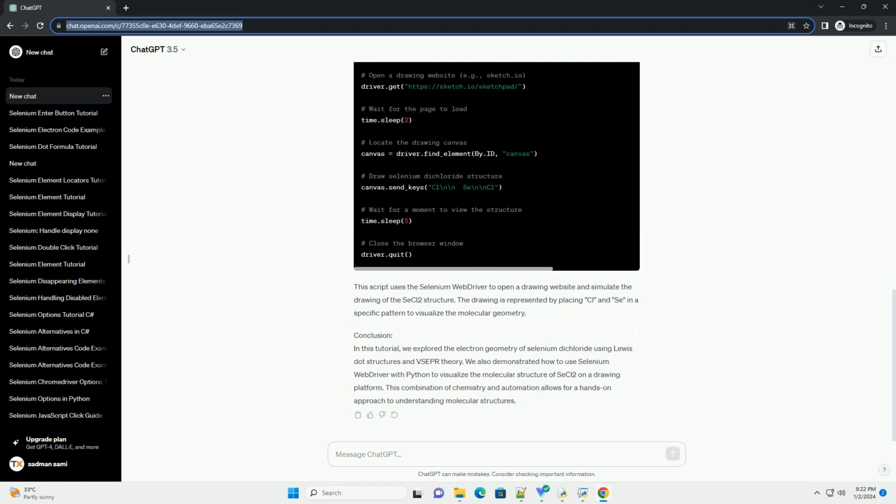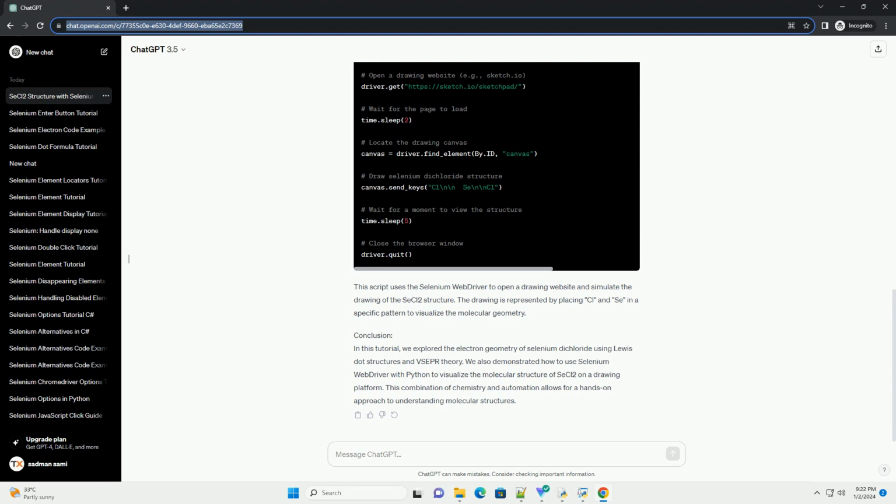Prerequisites. Understanding selenium dichloride electron geometry. Selenium dichloride has a molecular formula of SeCl2, indicating that it consists of one selenium atom and two chlorine atoms. The electron geometry of SeCl2 can be visualized using Lewis dot structures and VSEPR (valence shell electron pair repulsion) theory.